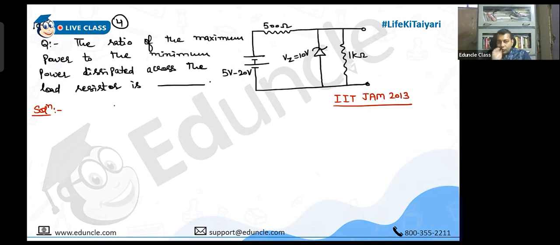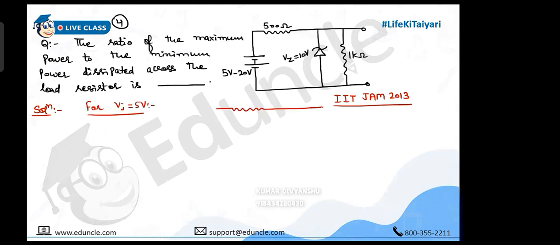So it means you have to solve this question twice. That is the hint from my side. Everyone remembers what to do first? Remove the Zener, and then you have to check whether it is on or off.